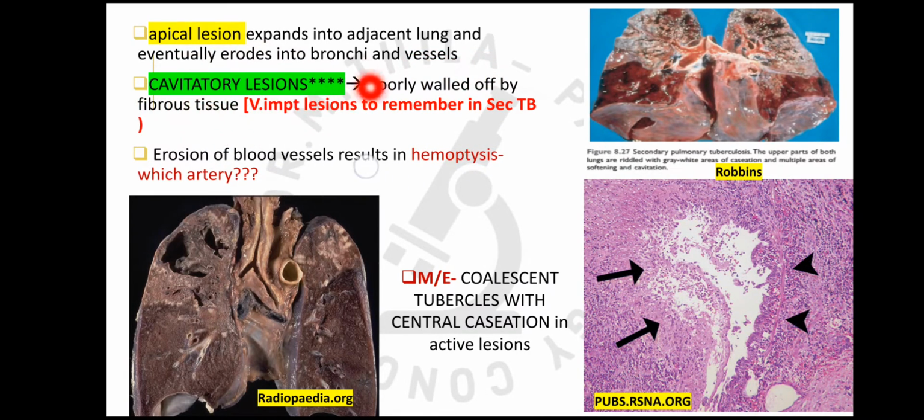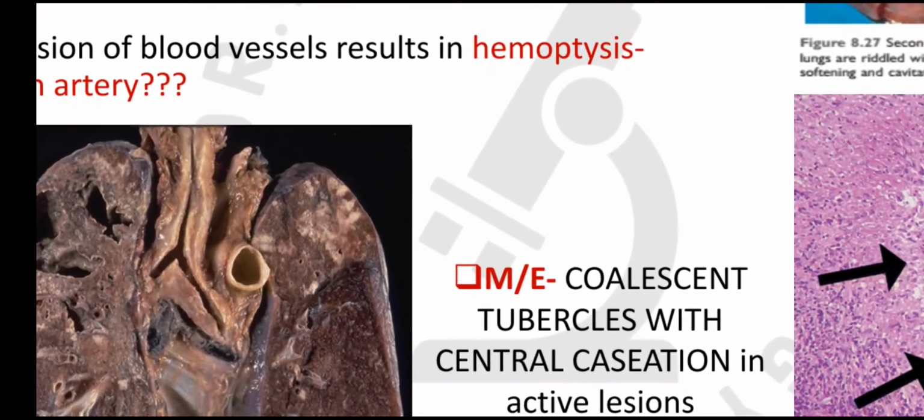Cavitary lesions are very characteristic for secondary tuberculosis. This you have to remember. And the lesions are walled off by the fibrous tissue. This picture is from Robbins, and these are the apical cavitary lesions. Again, in this picture you can see a cut section showing white areas of cheesy necrosis, and this is a focus of tubercular infection. In this lung you can see these cavitary lesions.